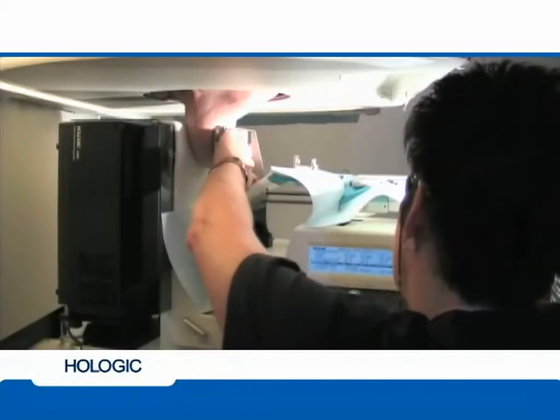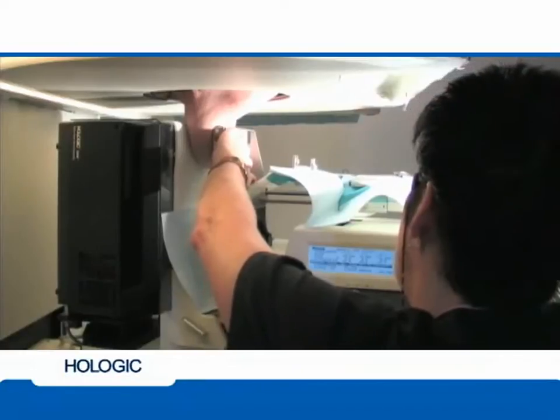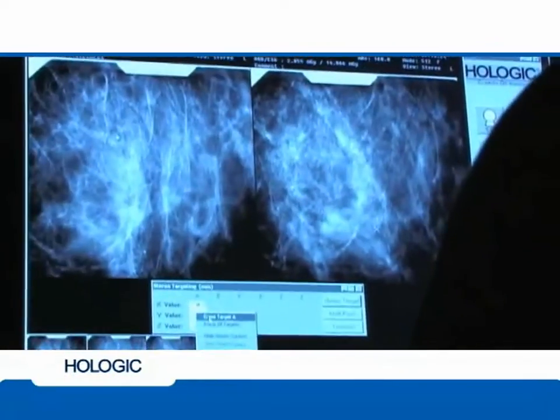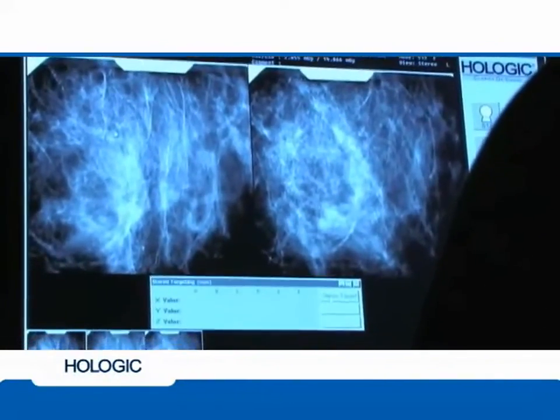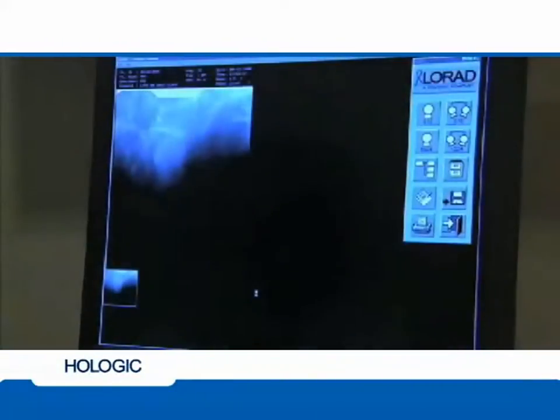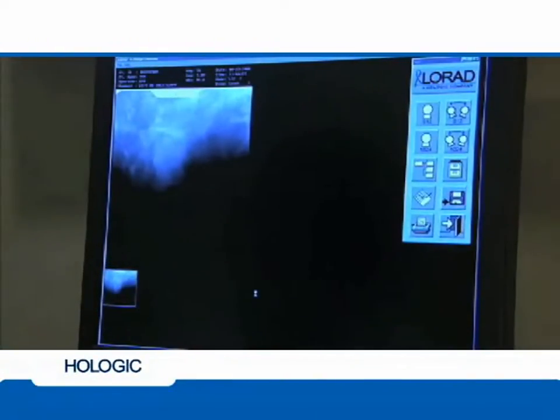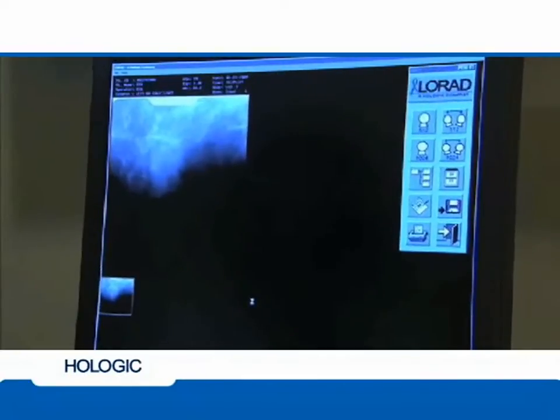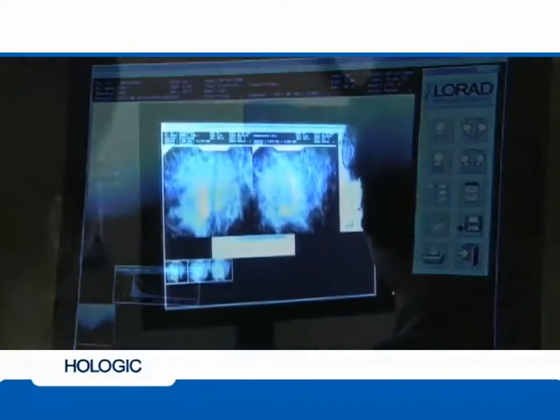Once the patient is ready, position her on the stereotactic table and compress the breast. The technologist selects the image acquisition mode and X-ray technique that is appropriate for the lesion and breast composition. A scout film and pair of stereo images are taken. Enhancement tools and filters allow image manipulation to improve contrast and sharpness and to help ensure accurate positioning and localization of the area of interest.